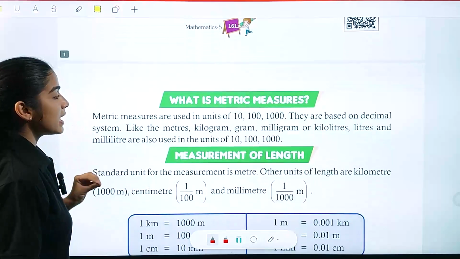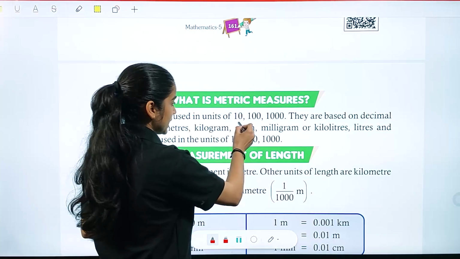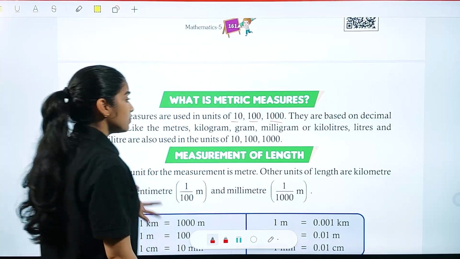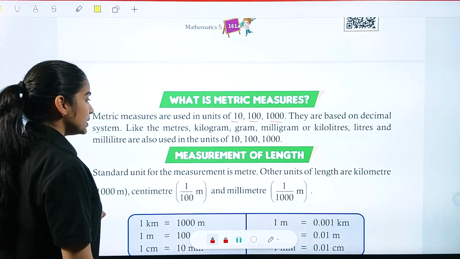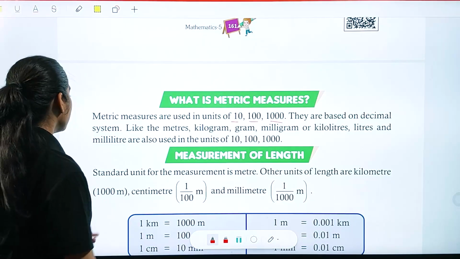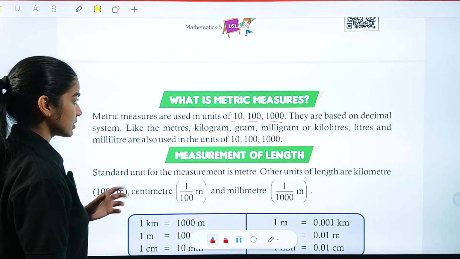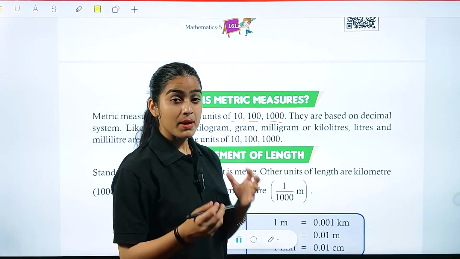Now, what is a metric measure? Metric measures are used in units of 10, 100, 1000. They are based on decimal systems, like meters, kilograms, grams, milligrams, or kilometers, liters, and millimeters, which are also used in units of 10, 100 and 1000. So what we understand here is metric measure.